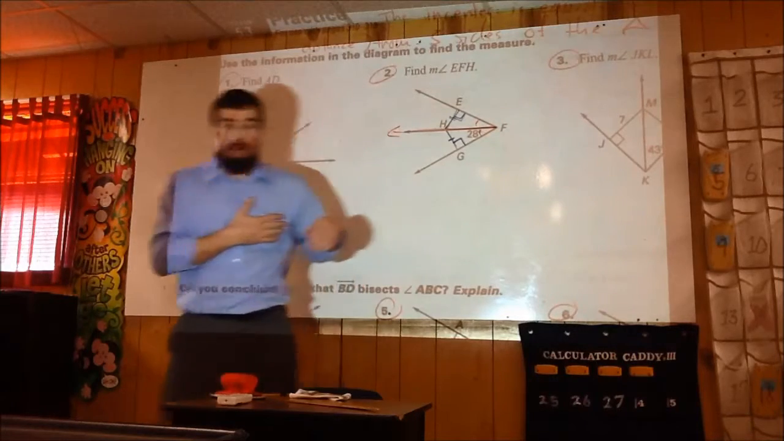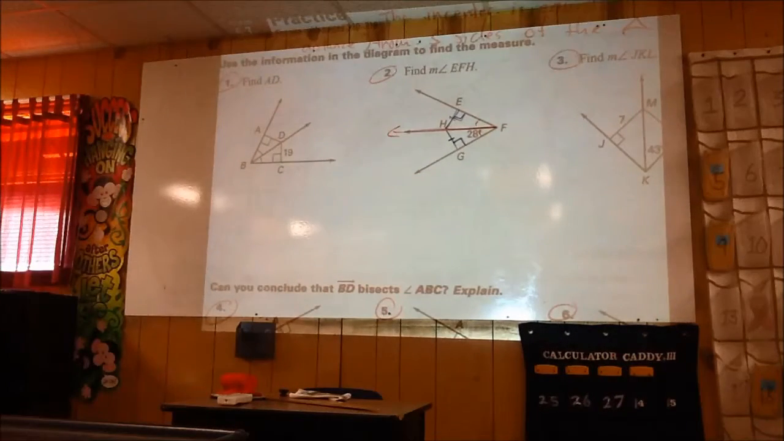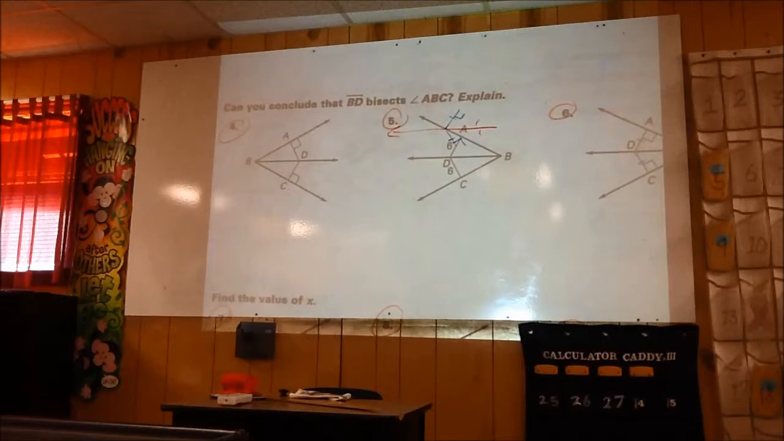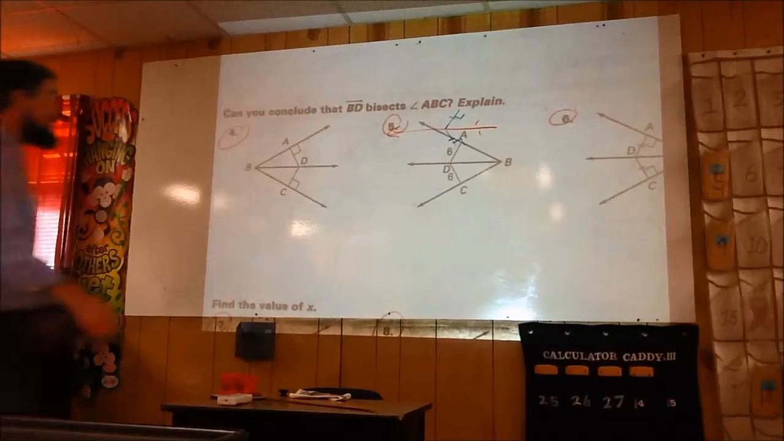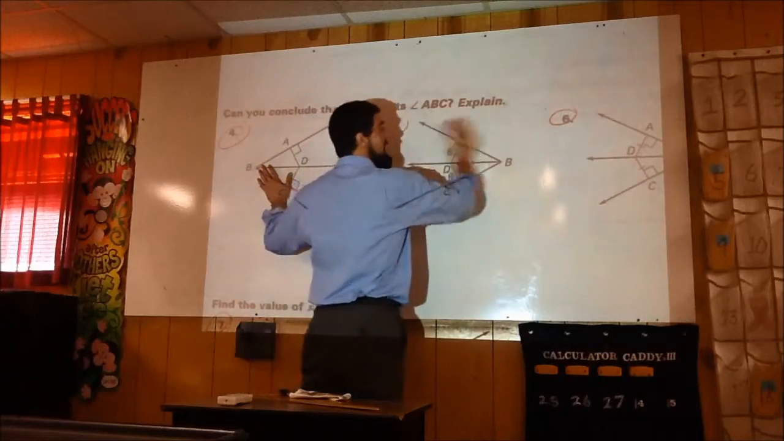Okay? So that's how you do 1 through 3. I pretty much already solved those for you. But 4 through 6 are a little bit more tricky. You have to determine, can we conclude that ray BD bisects the angle?